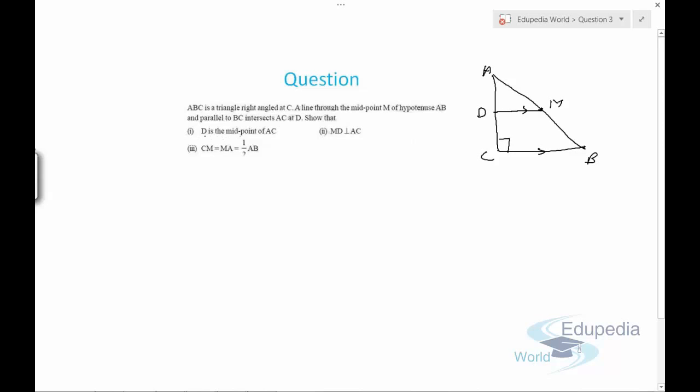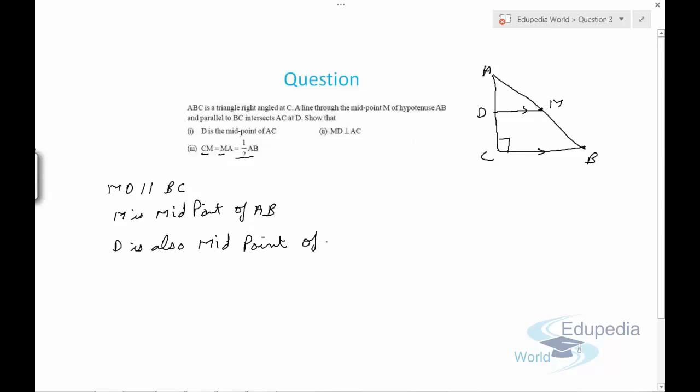We need to show that D is a midpoint. Then MD is perpendicular to AC, and we need to prove that CM equals MA equals half of AB. So let's see how we can prove this. Now, since MD is parallel to BC and M is the midpoint of AB, we can say that D is also the midpoint of AC by the converse of the midpoint theorem.